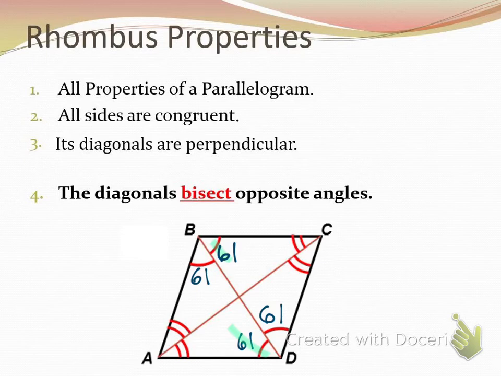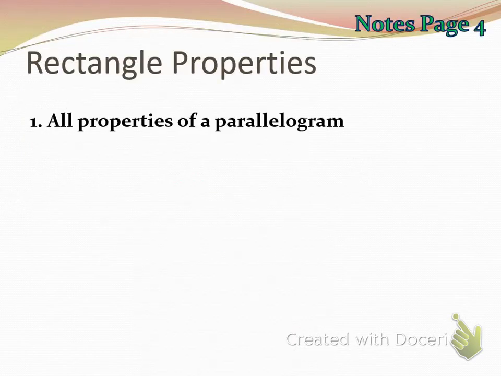Okay? We are going to move on to a rectangle. This is on the next page. You can cross out the example at the top of page 4. We're just going to do the properties. A rectangle has all the properties of a parallelogram. That is number 1. So again, those 4 properties that we memorized a while ago.